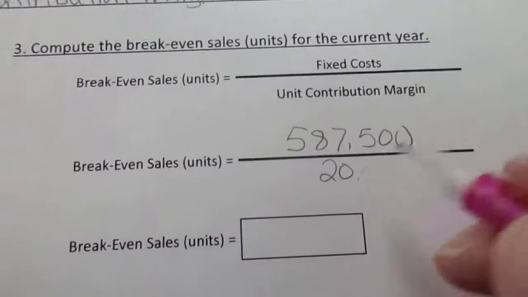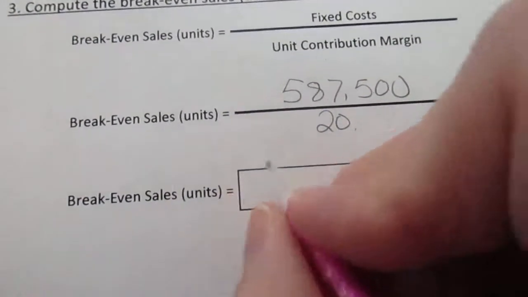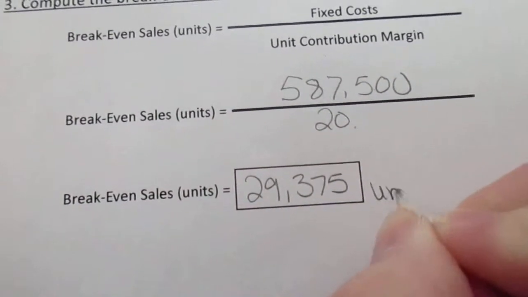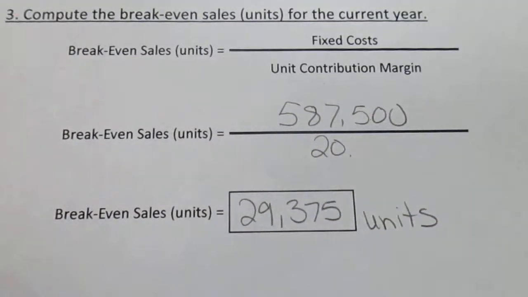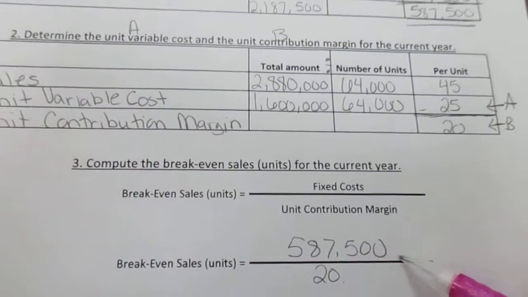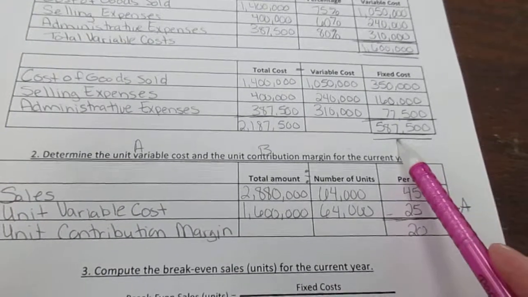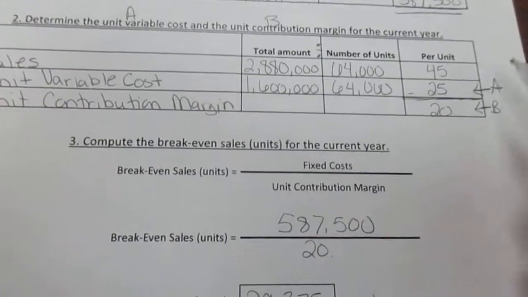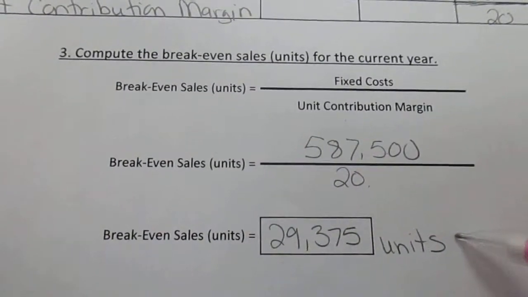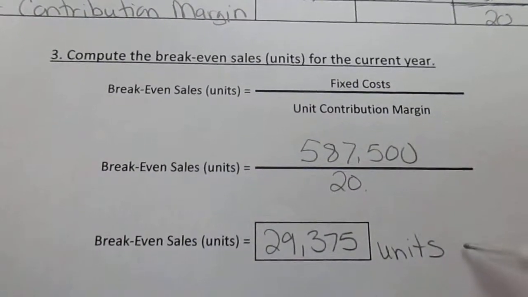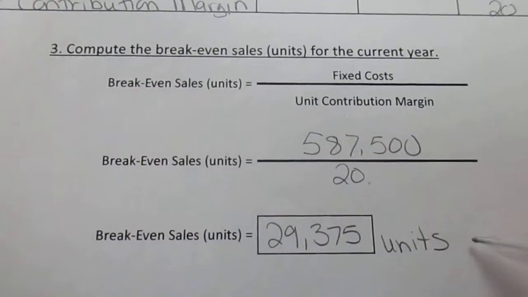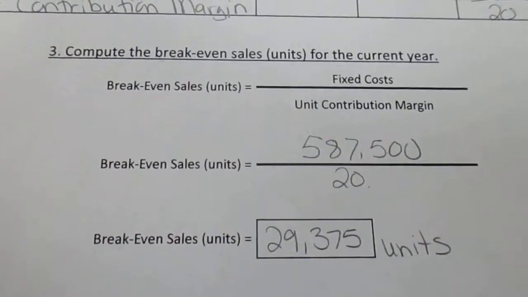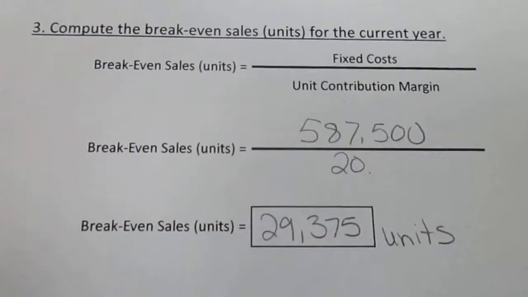So when we divide these two numbers, we're going to get 29,375, and I should have put the word units right here. So we took our fixed costs that we calculated up here in step 1 and divided them by our unit contribution margin, which we calculated in step 2, and that gave us our break even. So this means that this company needs to sell 29,375 units in order to break even. The 29,376th unit starts making a profit.